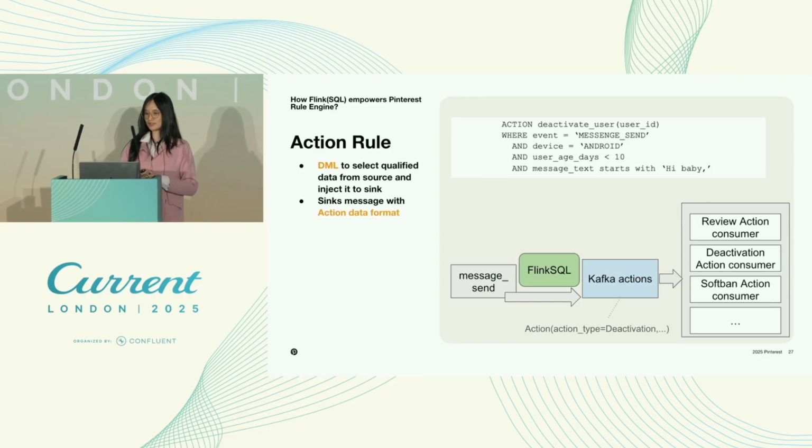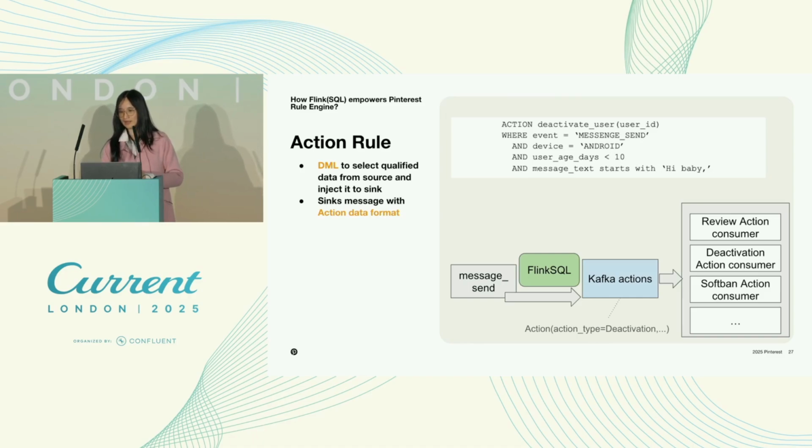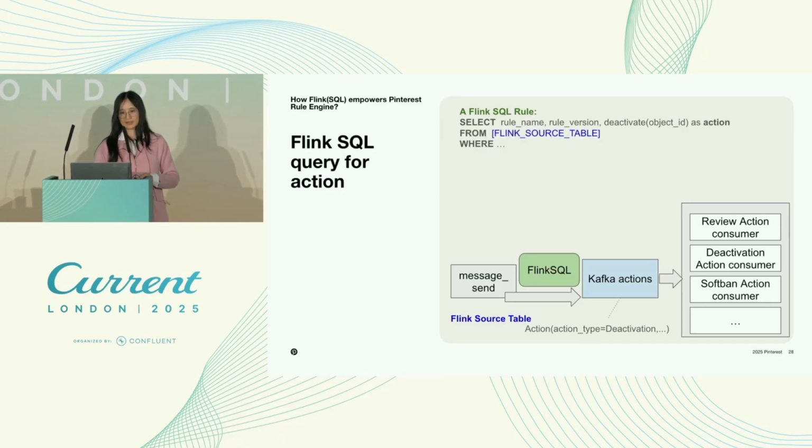The example on the right just shows a simple action rule. What this rule is trying to do is actually produce a deactivation script message to downstream services for execution once it finds the patterns. It is expecting the downstream system that is listening on this message to operate on the users who are involved in this event.